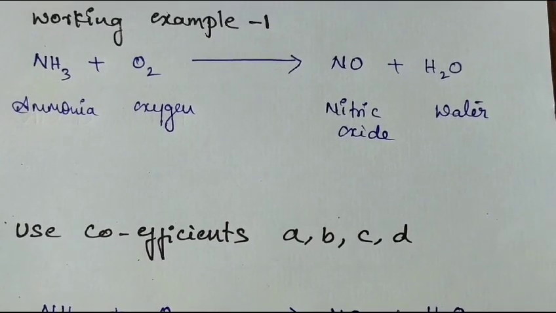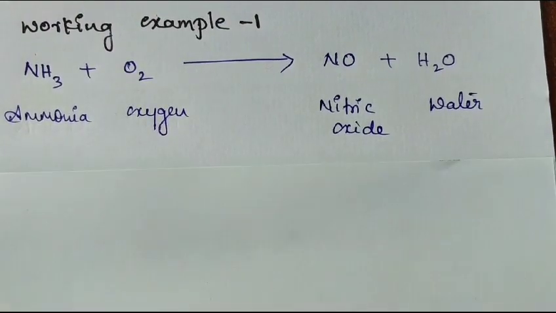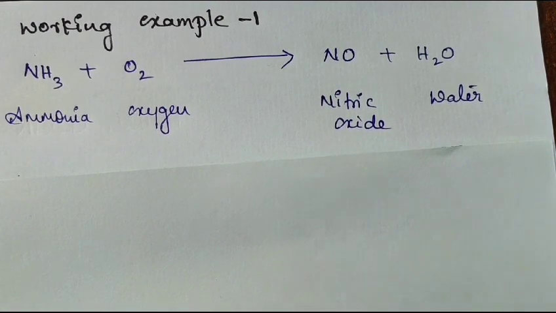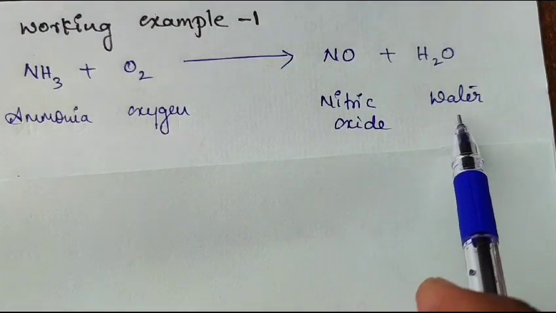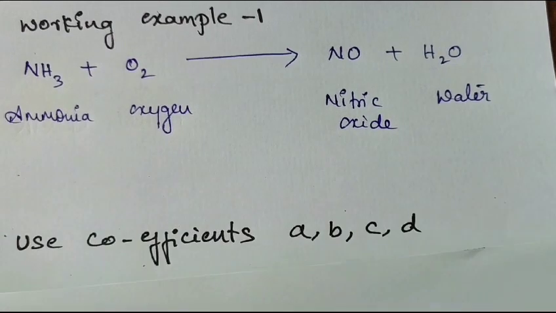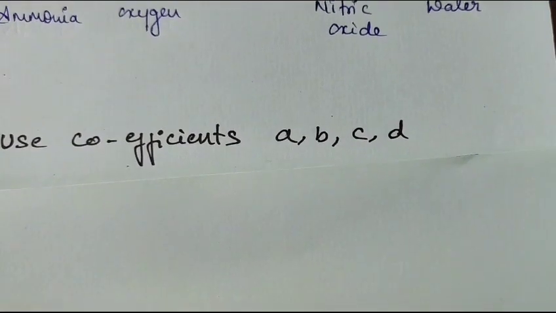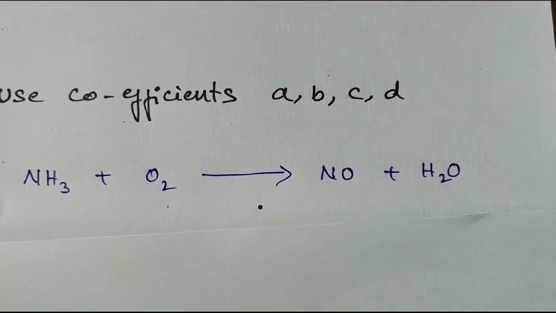Here is the working example. That is the reaction of ammonia with oxygen, resulting in the formation of nitric oxide and water. Here ammonia is undergoing an oxidation reaction to form nitric oxide and water. What is the first step to be considered? We need to use the coefficients A, B, C, D in a given equation. Now let us go with it.